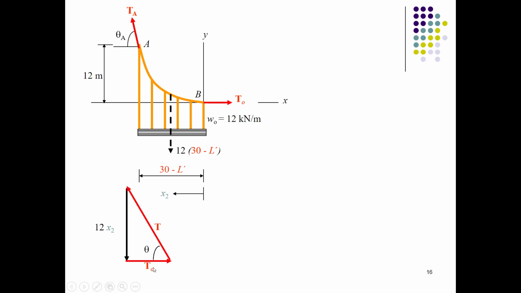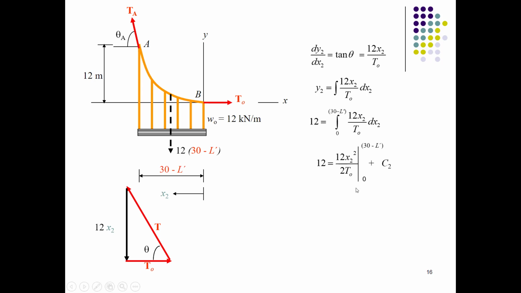So we can take the tan of theta, which is 12 into x2. On the other hand, we have x2 equals 30 minus L dash. We can differentiate it. If we integrate it with limits between 0 to 30 minus L, we'll get the value of T naught. If we compute y equals 12, the T naught would be computed from this equation. Now we have a T naught and L dash, which are two variables and two equations.